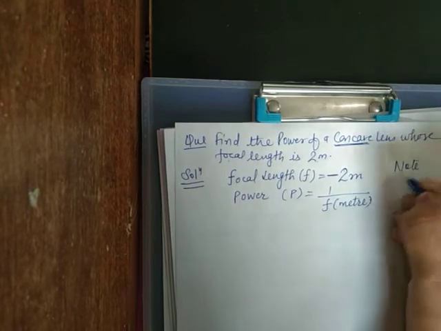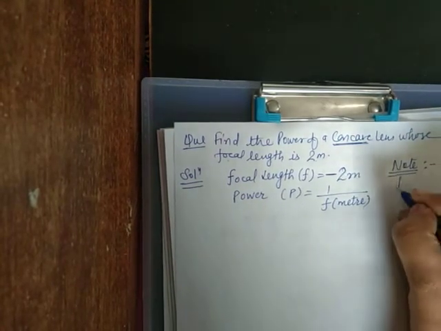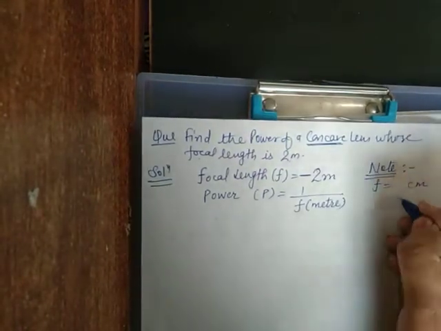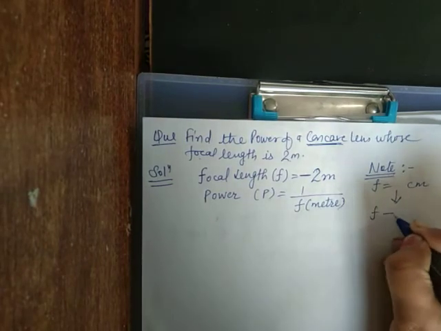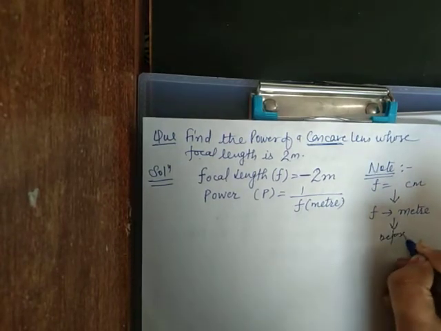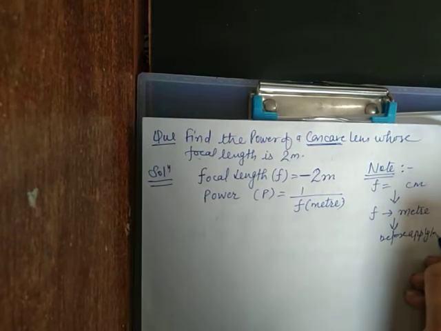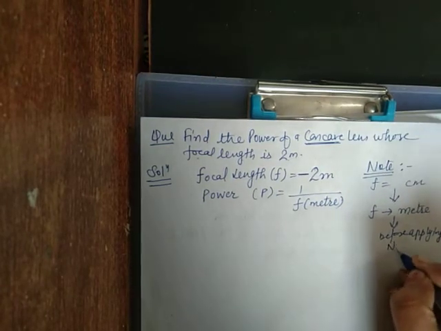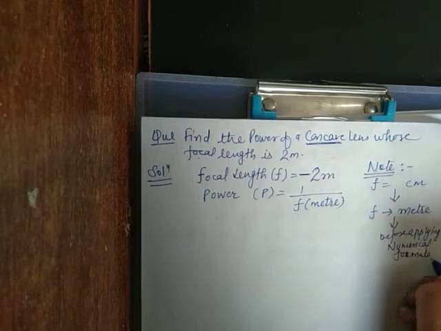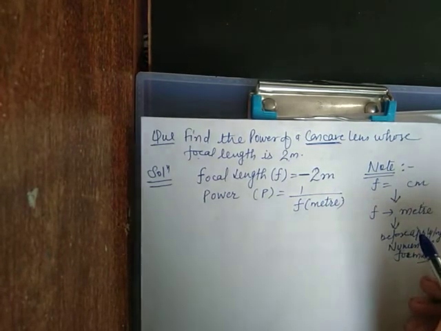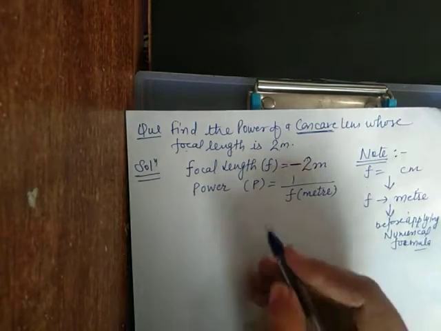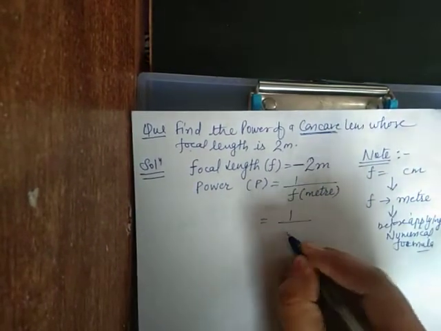Dear students, kindly note, if focal length is given in centimeter, then it's your responsibility to first convert focal length into meter before applying the numerical formula. Otherwise the result will not match, it will be totally wrong. So what is the instruction given to you? If focal length is in centimeter, convert it into meter first. Now, 1 upon focal length, that is minus 2.